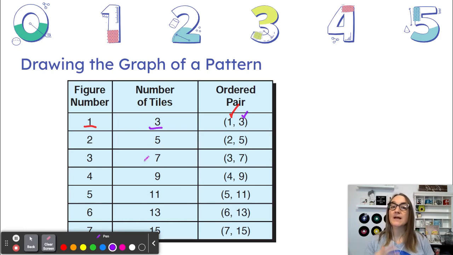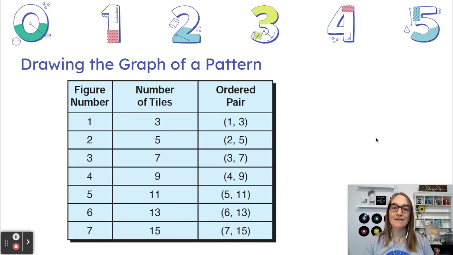So when we make a table of values, our input always represents the first value in our ordered pair, and our output always represents the second value in our ordered pair. Or you could think about it as the input representing the x-axis value and the output representing the y-axis value. And then what we have after we have both numbers mapped from our figure number and our number of tiles, we have an ordered pair, and that is our coordinates.